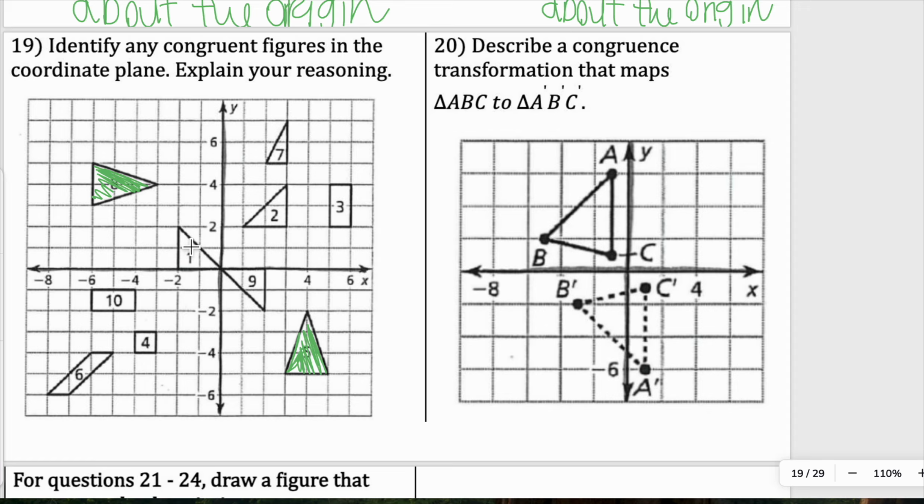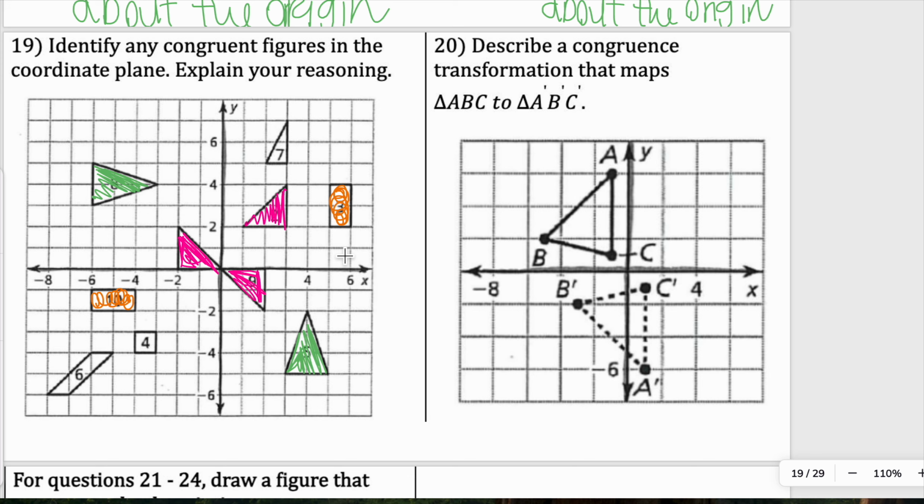Other ones that could be congruent: triangle 1 and triangle 9 is another rotation. Triangle 2 could even be thrown in there with maybe a translation added or another rotation. For the last two congruent shapes, that would be shape number 10 and shape number 3. And again, we could use maybe a rotation and a translation, or a reflection, rotation, translation.